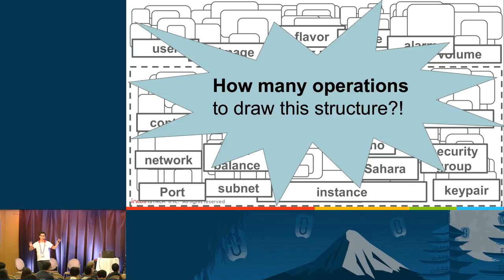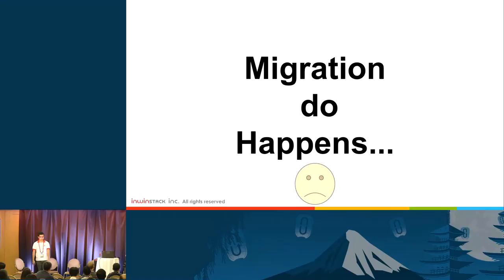And see how many operations it takes to build this structure. Of course, you don't build it at one time. Nobody does that. But from time to time, from user to user, you have a bunch of users. You are running a cloud for your company. So somebody will make the wrong decision. Somebody will make the wrong resource there. So you need to have the ability to find it out.